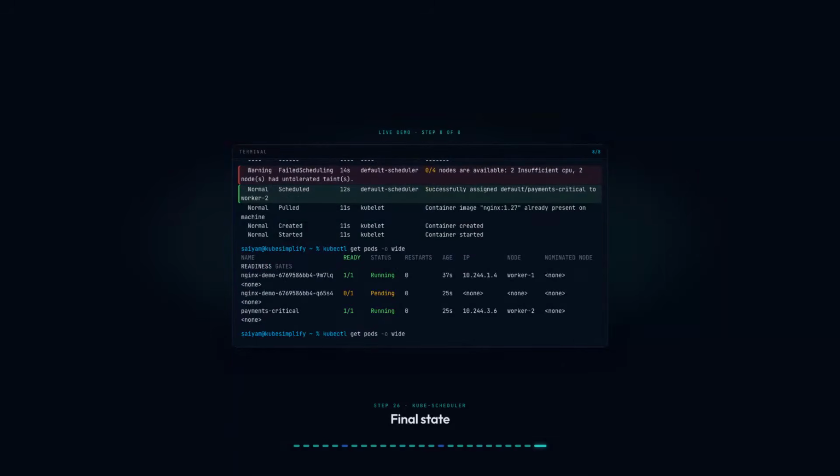And the final state. The payments critical pod is running on worker 2. That slot belongs to it now. One nginx pod is still running on worker 1, untouched. And the one that got evicted is pending. No room anywhere in the cluster. That is the trade the scheduler made. Higher priority wins, lower priority yields. Simple rule, huge consequences. That is the scheduler in about 2 minutes.